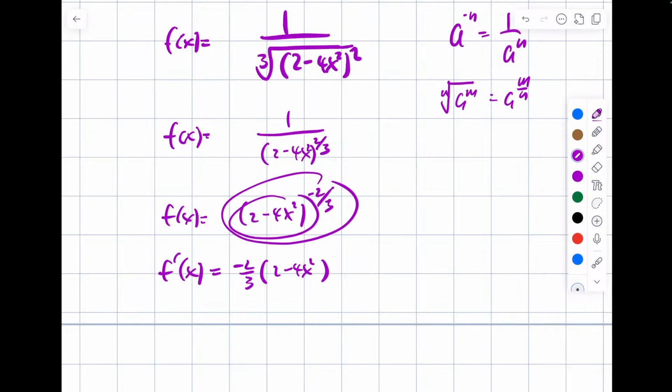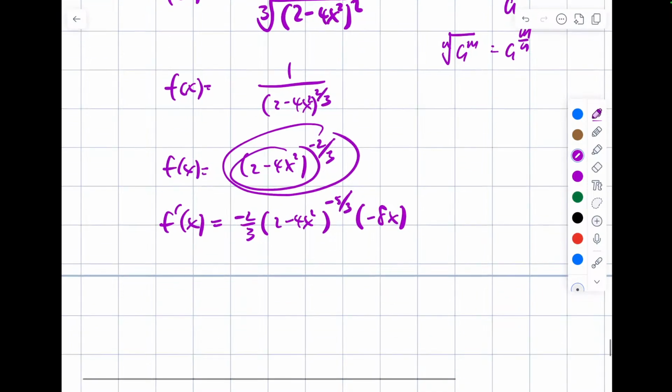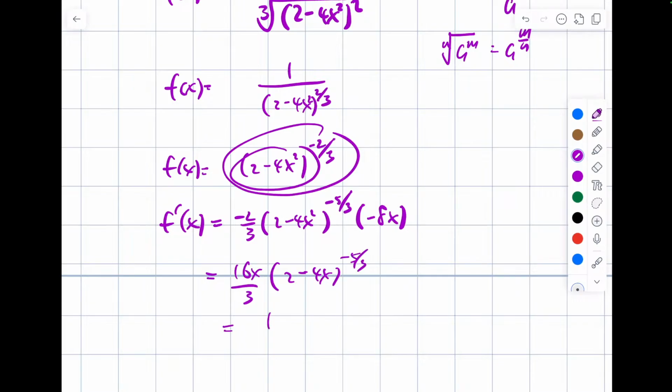And then what's the derivative of negative 2/3? It's going to be negative 5/3, right? Times negative 4x. Is that okay? That's the derivative. You can simplify this by saying 16x over 3 times 2 minus 4x to the negative 5/3. Or you can write down 16x over 3 times 2 minus 4x to the 5/3.